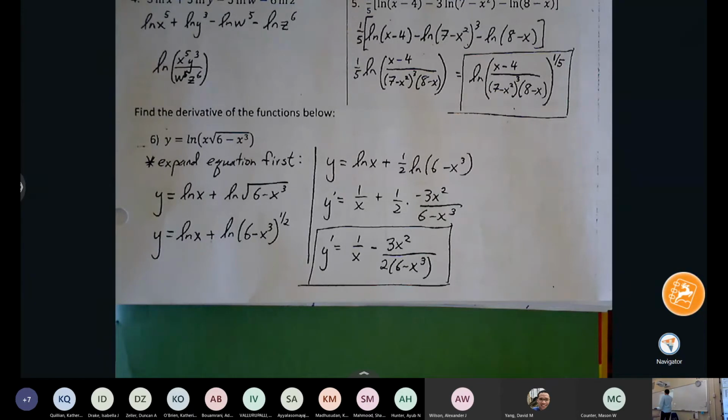So let's think in terms of natural log of a plus natural log of b, right? My a value is my x, my b value is my square root. I separate them out: natural log of x plus natural log of the square root of 6 minus x cubed. Bring that 1/2 down in front. And now we have a much easier derivative problem to solve. Right? It's going to be u prime over u plus u prime over u. No need to find common denominators. If you leave your answer unsimplified, that's fine.